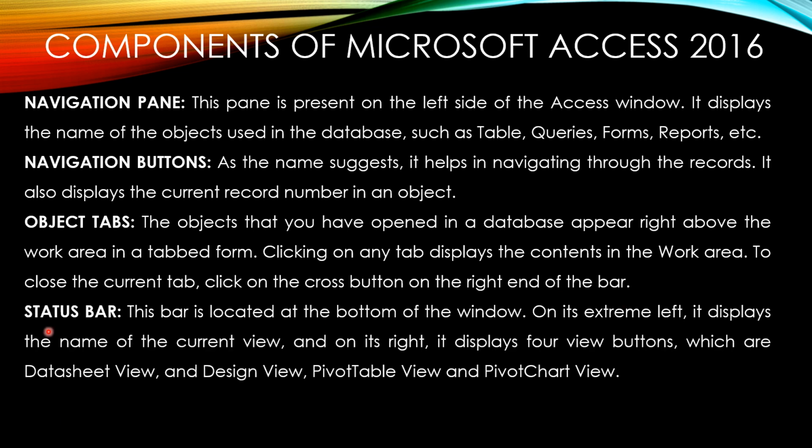Then the last one here, we have the status bar. It is located at the bottom of the window. On its extreme left, it displays the name of the current view, and on its right you will get 4 view buttons like datasheet view, design view, pivot table view and pivot chart view. So the status bar will show you what is going on in your application, the current status and the name of the current view, and on the right side it will have 4 buttons which will help you to switch between the views. And we have 4 views here: datasheet, design, pivot table, pivot chart. These views we will be learning one by one further in the chapter.